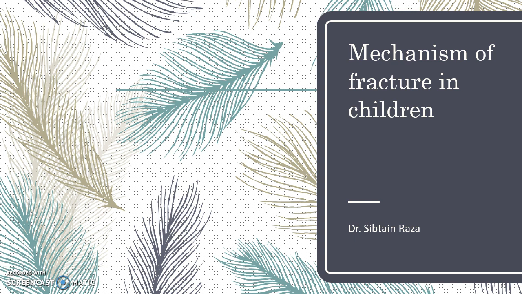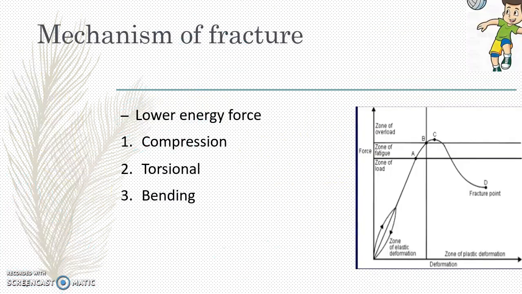on pediatric fractures. We'll discuss the mechanism of fractures in children. There are different forces which are applied to the bone in the pediatric age group. Sometimes it's compression, sometimes it is torsional forces, and sometimes it is bending forces applied to the pediatric bone, and they have a different effect on the pediatric bone.